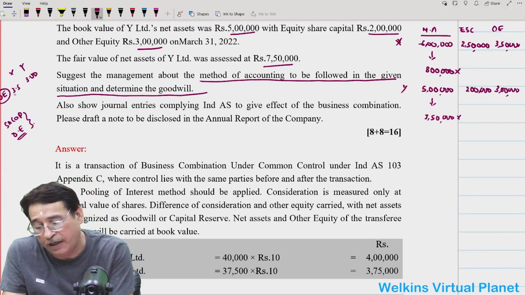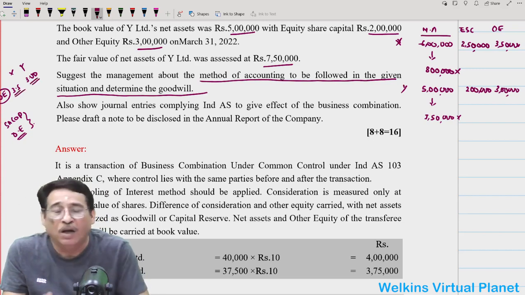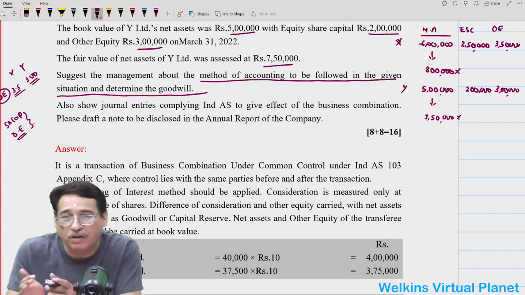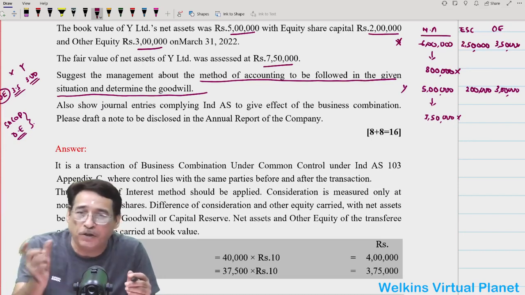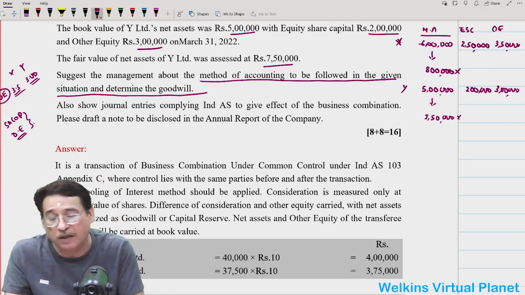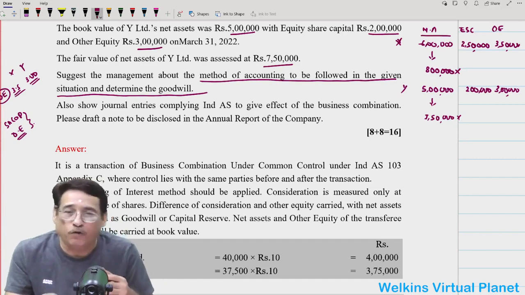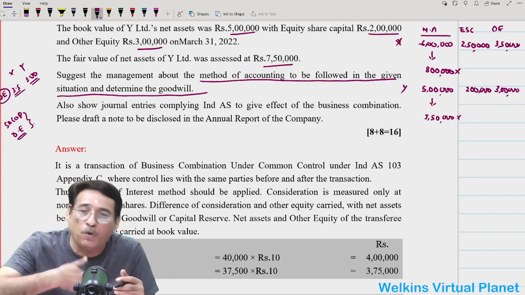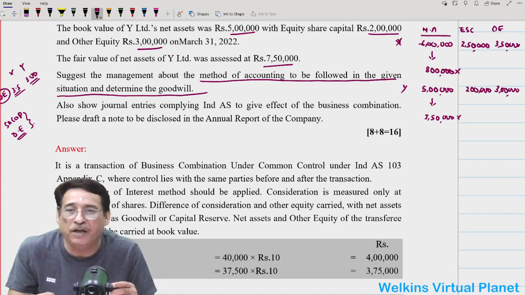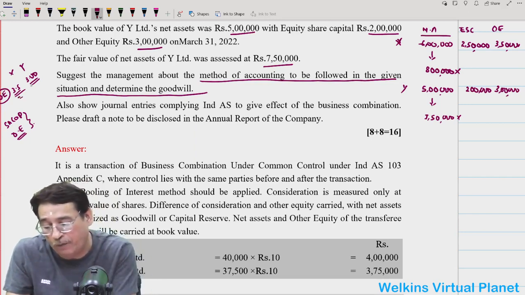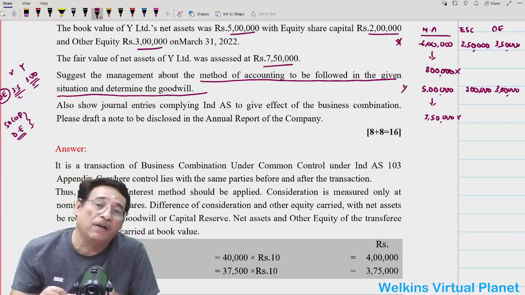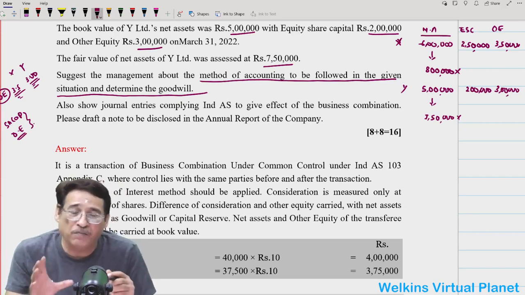Actually, we will not take the other equity item. Rather, we will preserve their entity. What we mean by preserving their entity is that the acquirer company, from its own resources, will have to create other equity to the extent of 3.5 and 3 lakh. That is the point here. Are you getting my point or not?